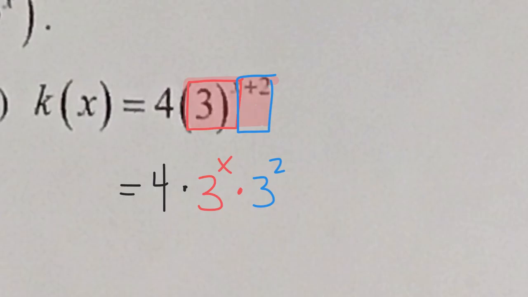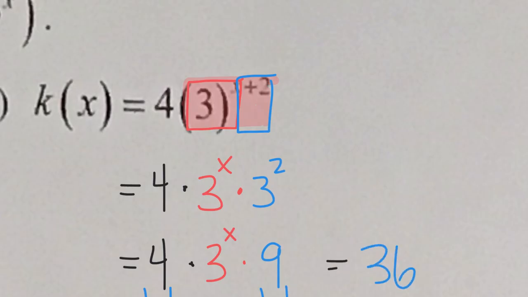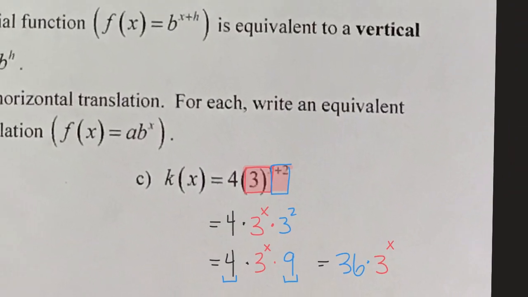Okay? So now let's simplify. We have 4 and 3 to the x, but 3 squared is 9. So now I can actually multiply some things together. I can multiply my 9 and my 4 to get 36, but I don't multiply it by the base. So our final answer is 36 times 3 to the x.